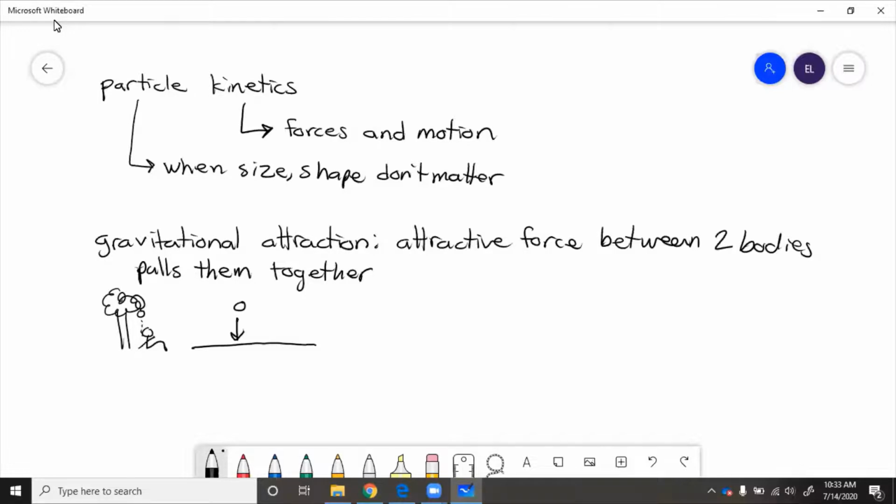Another example of this is children at a middle school dance. The attractive force between them pulls their bodies together. And then this is why you have the teacher walking around with the ruler, leave room for Jesus.